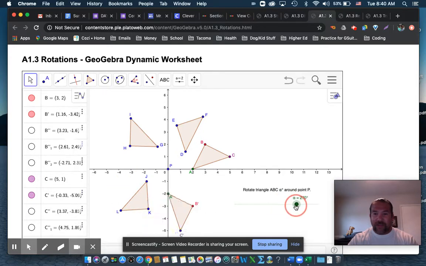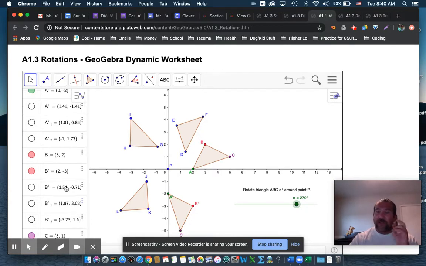And then finally, if I go to 270 on this slider, again, same integer values, but places are switching and things are becoming negative. The way you'll know what to apply is by looking at the rule in the slides. Okay, so that's rotation. And again, we'll always be rotating around the origin.